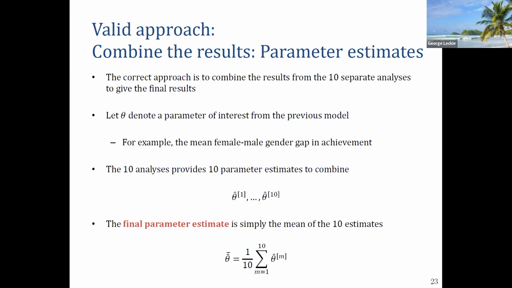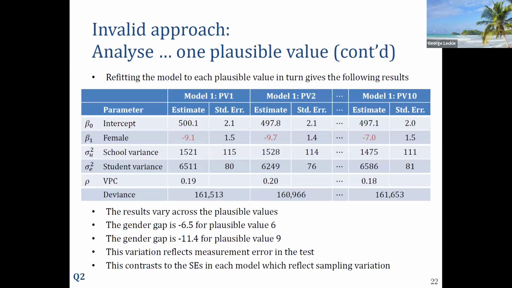So what we should report, and this is nice and easy, is the average. You simply average the 10 gender gaps, and that is the final point estimate. That sounds very easy, and it is. So that's good. Just the average of minus 9.1, minus 9.7, all the way through to minus 7. Add them up, divide by 10. That's your final point estimate for the gender gap.